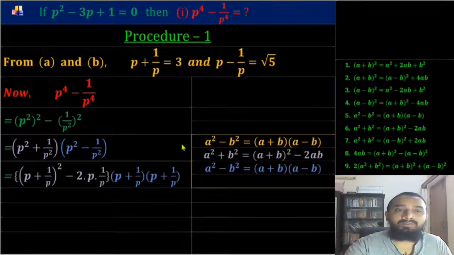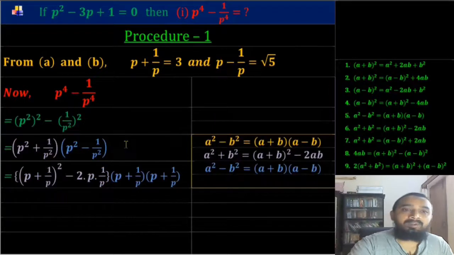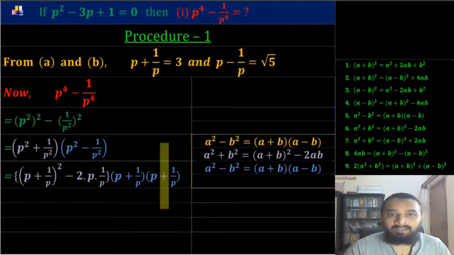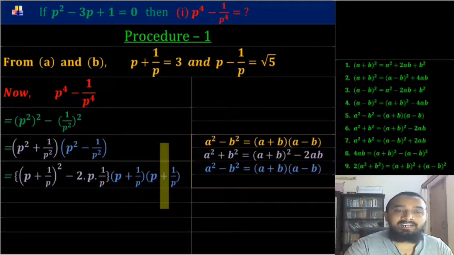Okay, let us move forward. Look, for the blue portion we have written p square minus 1 by p square. For this part we have written p plus 1 over p into, oh sorry, this must be p minus 1 over p. I beg your apology, this sign will be minus, I beg your apology for my typing mistake. Okay, so please correct it while you solve it by yourself.